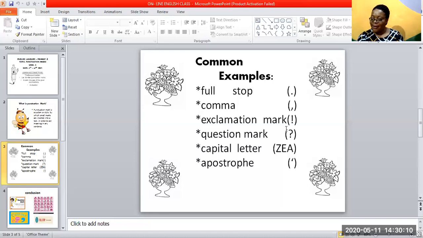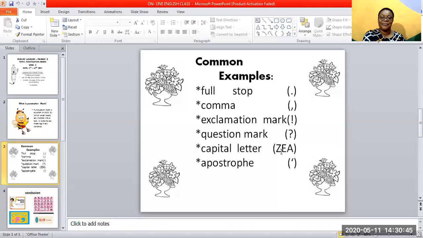Is Andrew's father a chief? It's a question. Therefore, it must carry a question mark indicating question reading. Are you friends with Mrs. Oloyo? It's a question. Are we together? Do you get that? Beautiful. Let's move on to the next one.